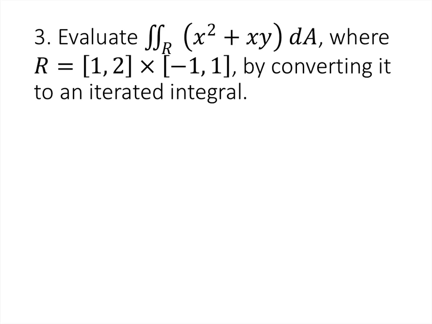Okay, so this time we're given a rectangular region. We're given that x is going to go from 1 to 2, so when we look at this first interval, that's my x values, and the second interval, that's my y values. So now the question is, how do we set up the iterated integral?